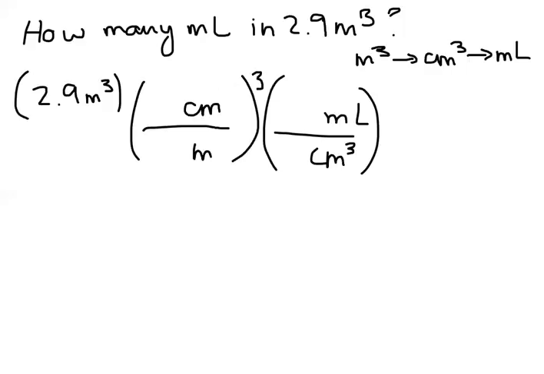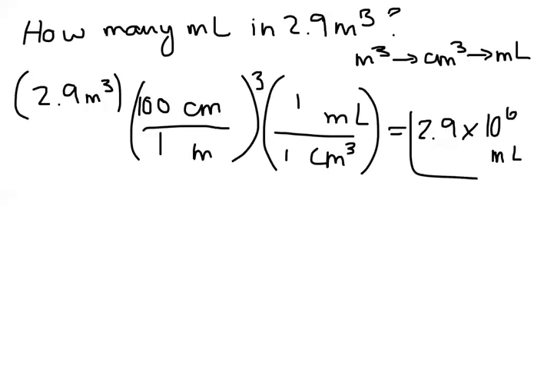Can anyone explain to me why I can't bring this 3 out? There's not a 3 on the top. You can only bring out the exponent if it applies to both units. Now let's put in our numbers. And you'll get something along the lines of 2.9 times 10 to the 6 milliliters. Are sig figs correct here? Just a side note. I see you nodding. Why are they correct?